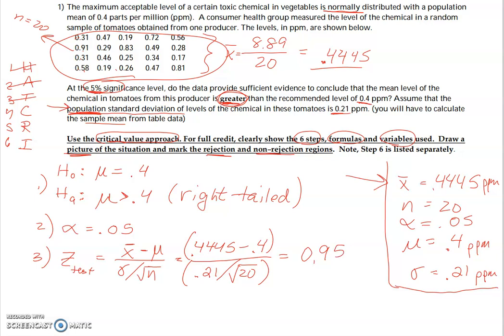And since we're doing a critical value approach, this is going to end up being a dot on our picture. So this will end up being basically your test data dot, your test dot. That's going to be on your picture because we're doing the critical value approach.